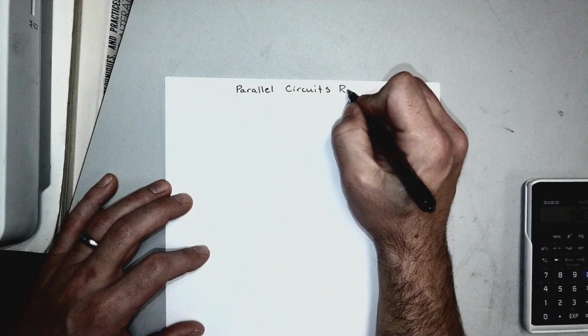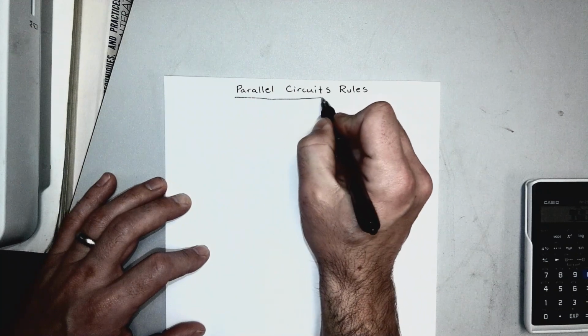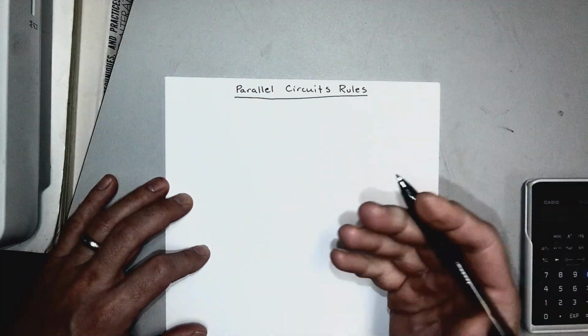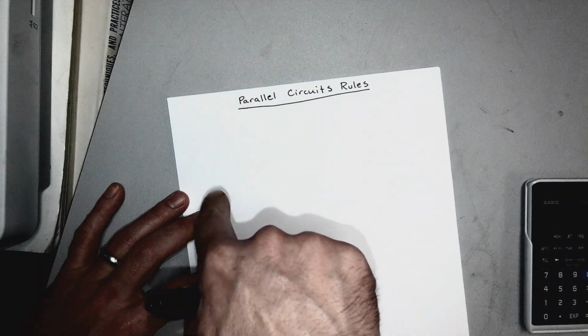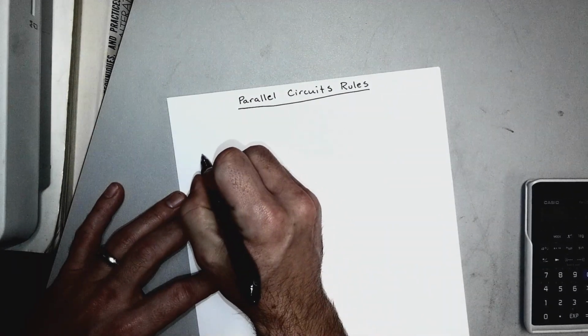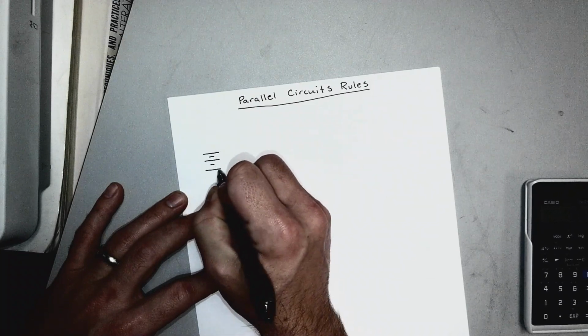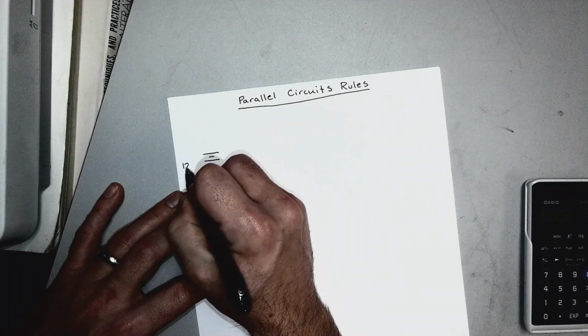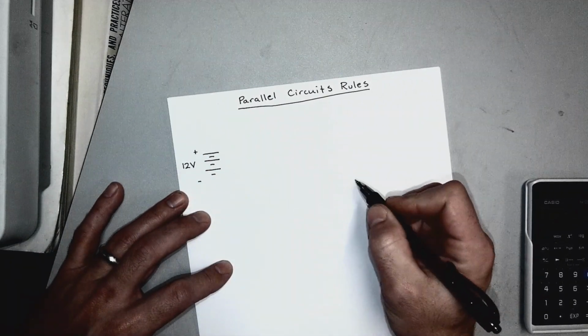And we need to define some rules for parallel circuits. First and foremost, we need to define what a parallel circuit is, and we're going to diagram it out to begin with, and then we'll talk through it. So let's represent our battery here. Let's say it has something like 12 volts.